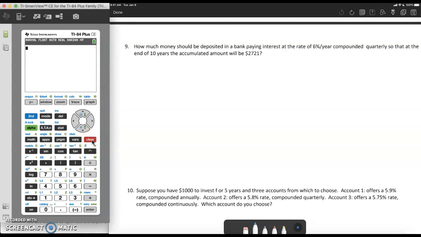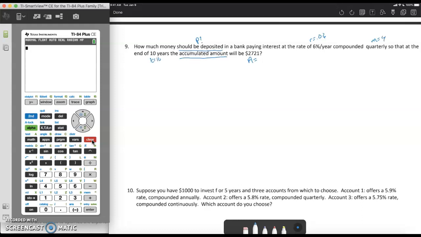Okay, question number 9 says, how much money should be deposited in a bank paying an interest rate of 6% per year compounded quarterly so that at the end of 10 years the accumulated amount will be $2,721? Okay, so in this case we have the accumulated amount A. We are looking for how much money should be deposited. So we're looking for the principal. Our rate is 6% or 0.06, and our compounding period is quarterly, so M is 4, and our time is 10 years.